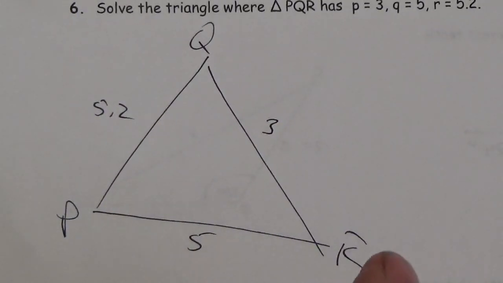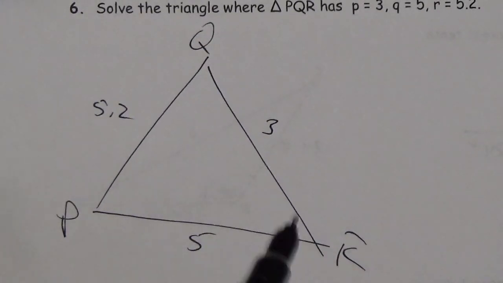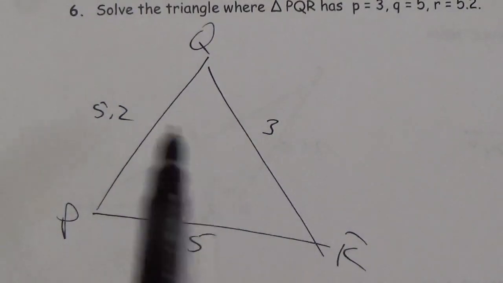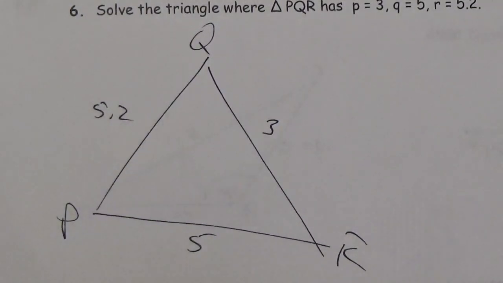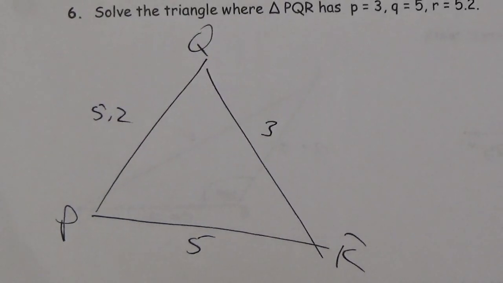Okay, so we want to solve this triangle. Now in this case here, what that really means is just finding the angles. So what I would recommend you're going to do here, and we know, by the way, that we're going to use the cosine law because I don't have an angle side pair. I've only got the sides. So this can't be the sine law at this point.